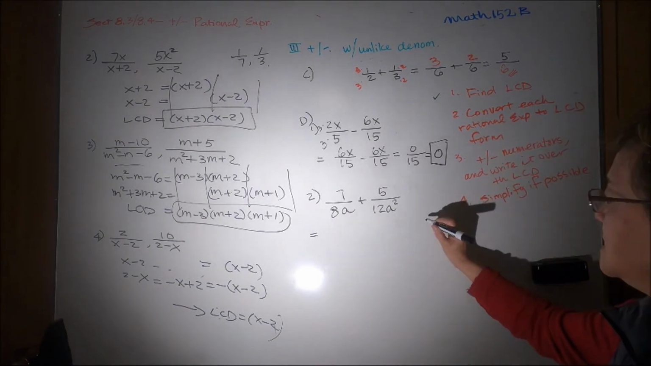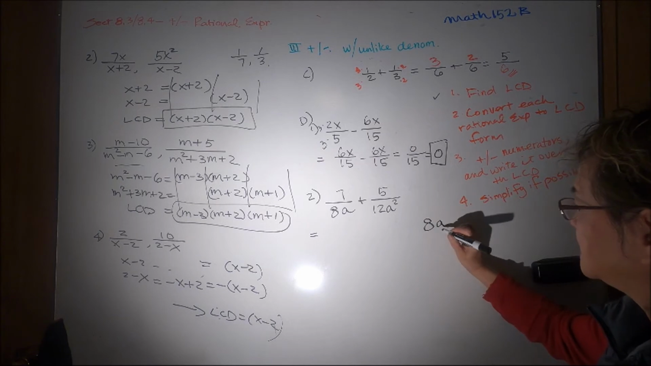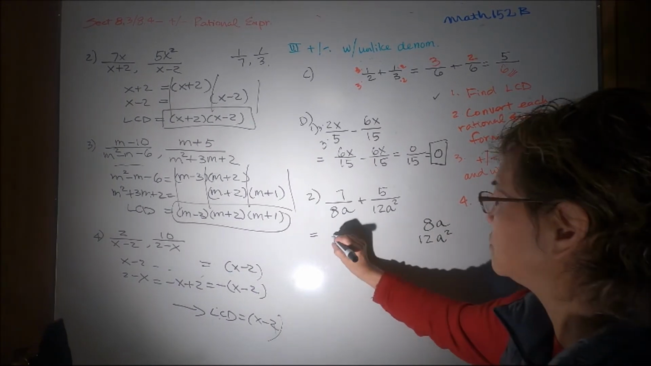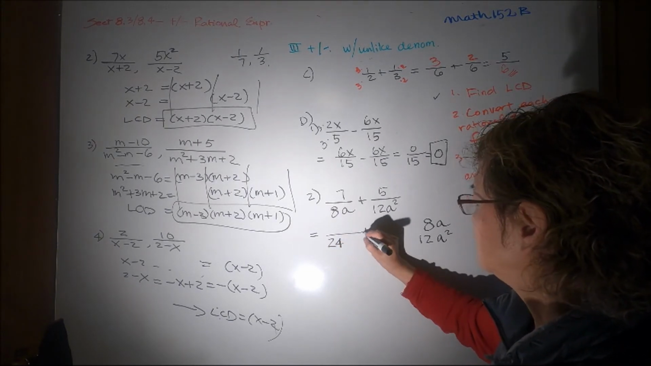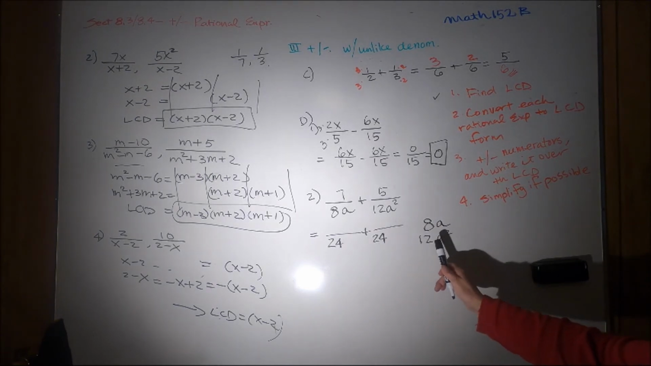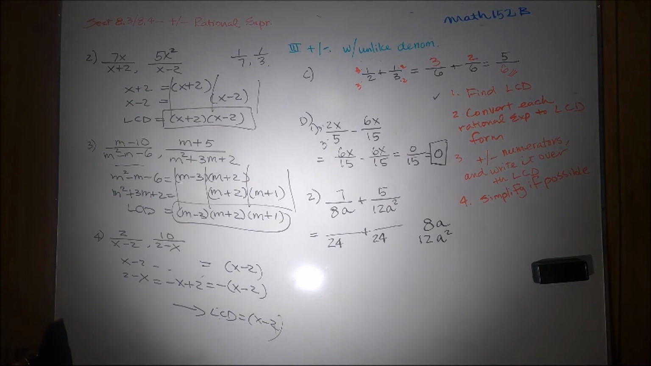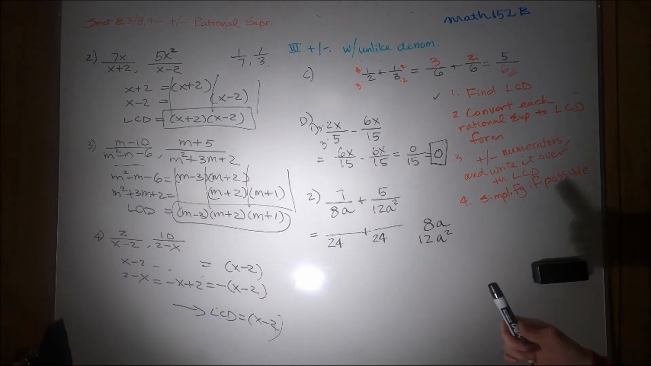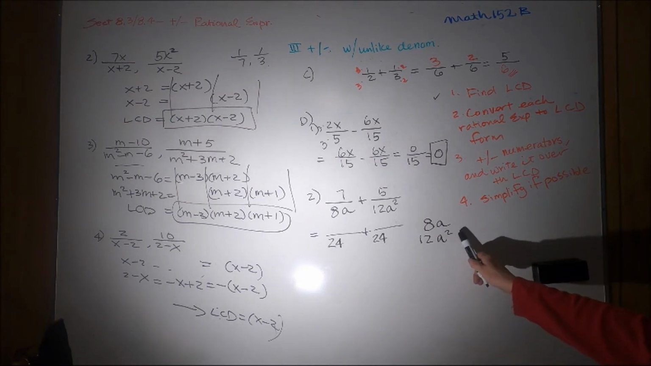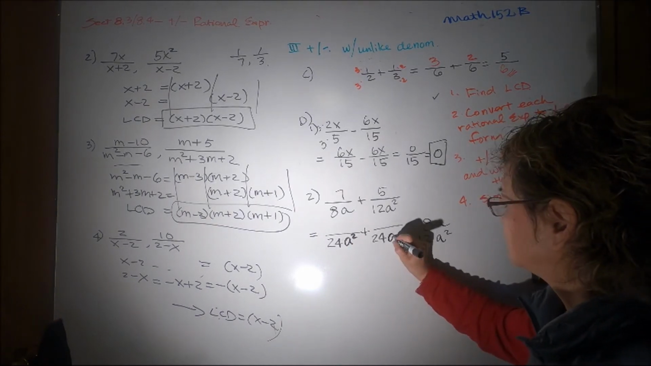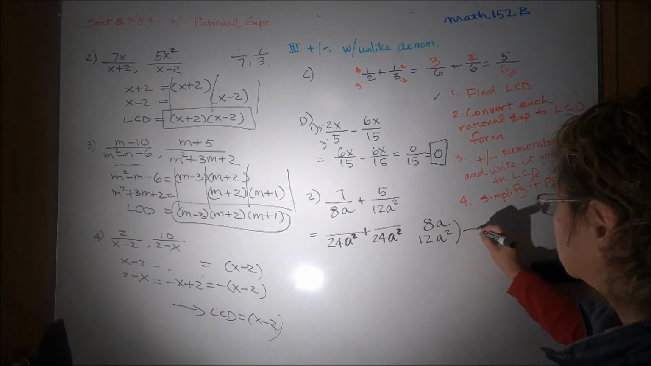First, find the LCD. What's your LCD for 8a and 12a squared? 8 and 12, which is 24. If you do your trees, you find out. Yes, 8 can go into 24, 12 can go into 24. How about a and a squared? Which one can both go into? You need to use the higher power one, right? So that would be a squared. So that's your LCD.